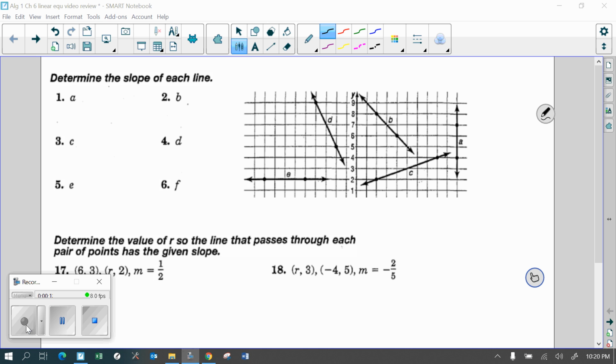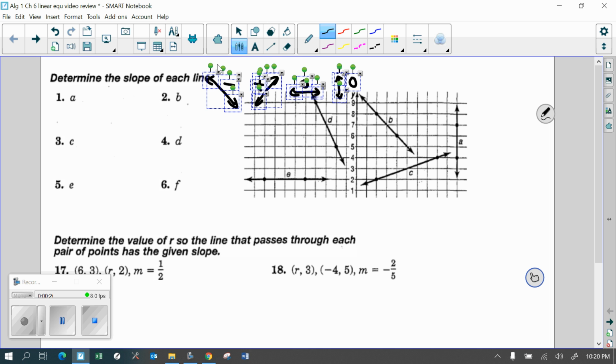Well, first off, I should know that a line that goes down to the right has a negative slope, up to the right has a positive slope, horizontal has zero slope, and vertical is either, oops, let's move that back.